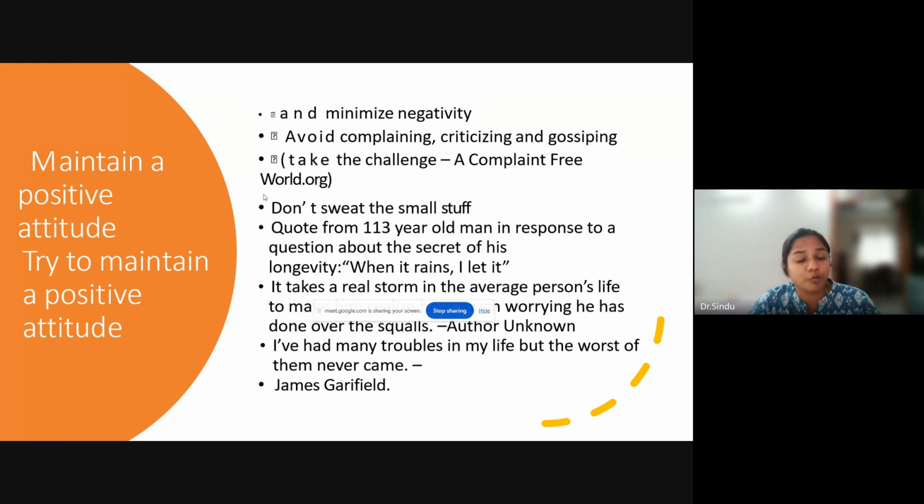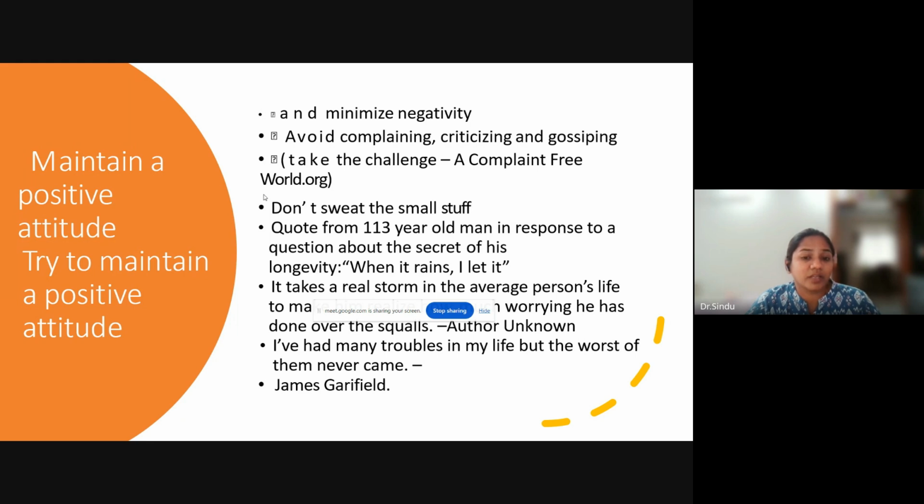So when you are not doing such things, you can improve your positive attitude. You can maintain your positive attitude very peacefully. Suppose you have a big task, you have to simplify that big task into small tasks. Suppose if you can't do it, please leave it aside. That means don't sweat the small stuff. You just ignore that stuff.